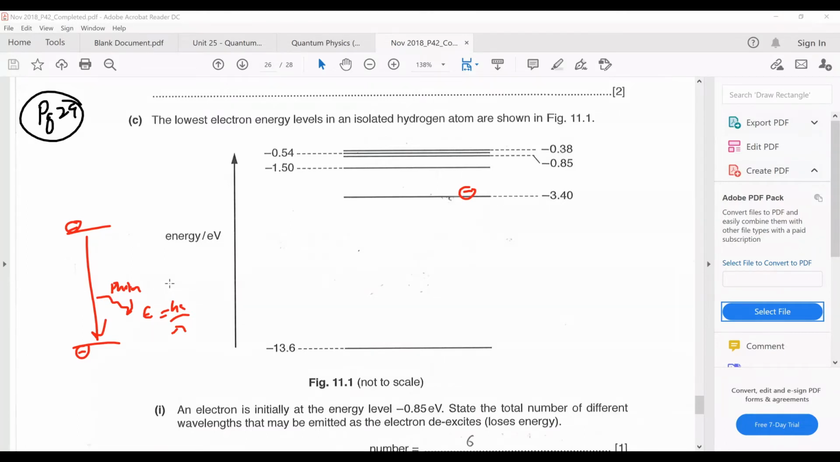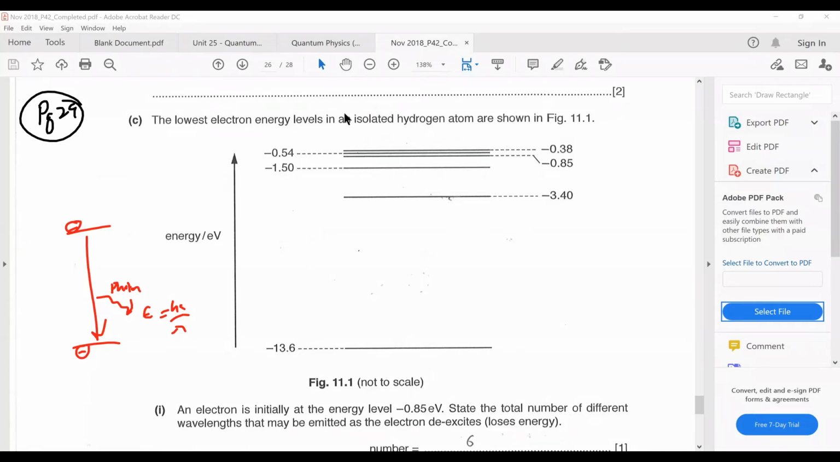Alright, the wavelength here is actually referring to the photon energy. It's related to the photon energy. So in a way, they're asking you how many different photons will you get. Okay. So this one here, you have to do trial and error. There's actually 6. How do you get the 6?